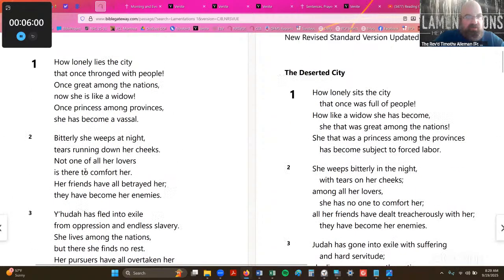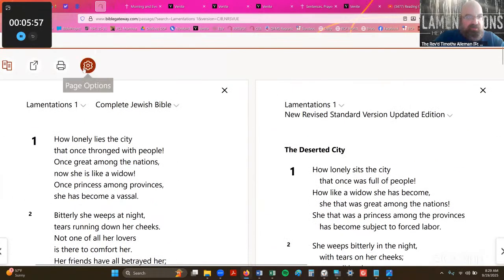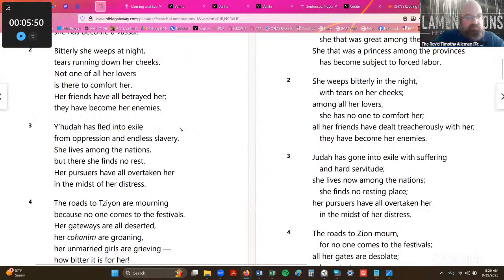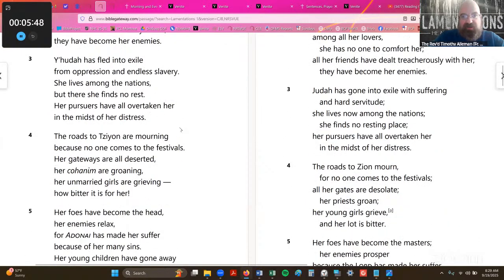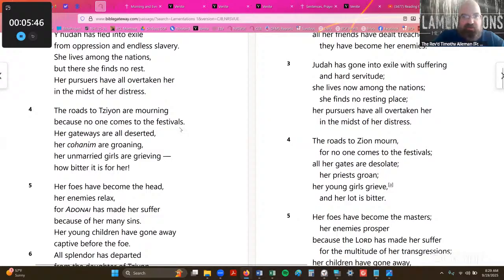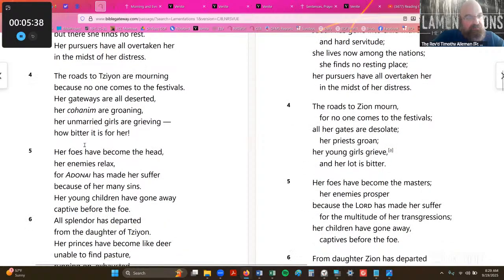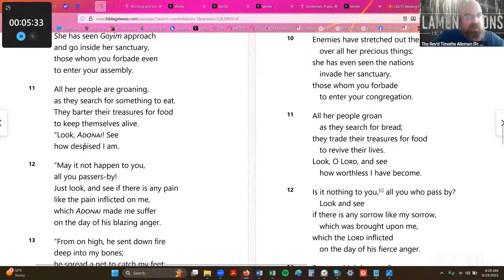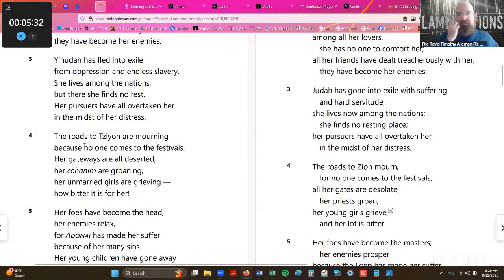Now, I'm going to take a look at this because from the side by side, it's pretty safe to say Kohanim is priests. Okay, well, yeah, from the side by side, that's pretty safe to say.